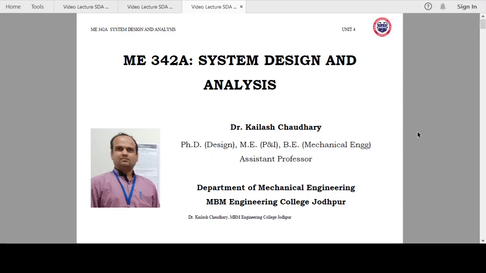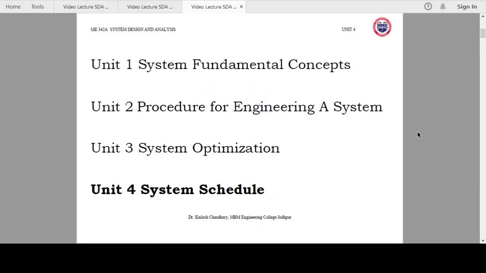Hello everyone, this lecture is for the subject system design and analysis. This is an open elective subject for third year BE students in MBM Engineering College Jodhpur. It has four units: system fundamental concepts, procedure for engineering a system, system optimization, and system schedule. This lecture is based on the fourth unit, that is system schedule.